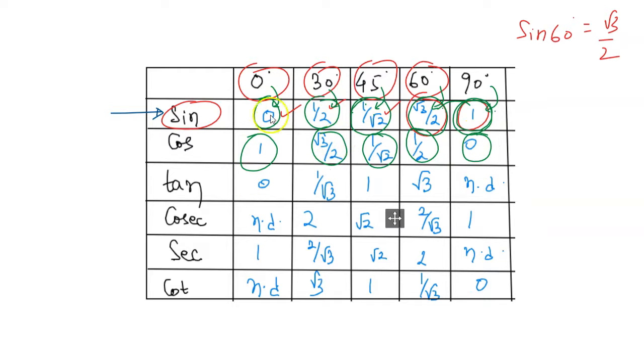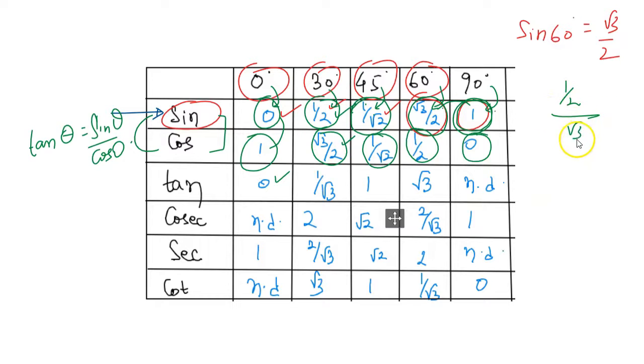For tan, you can divide sine by cos, because tan theta in the previous lecture we saw was sine theta by cos theta. So once you have got the values of sine and cos, you can divide and write. So 0 by 1, it is 0. 1 by 2 divided by root 3 by 2, just check. Divide it, you will get 1 by root 3. And that's what I have filled, right? So similarly, you will fill for tan. You don't need to remember this.